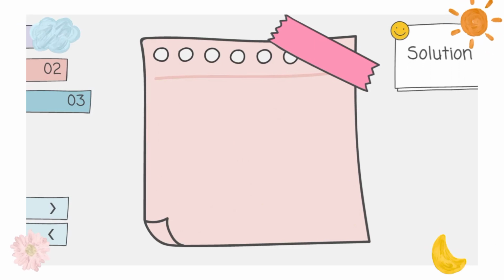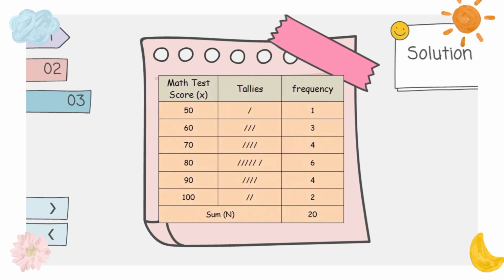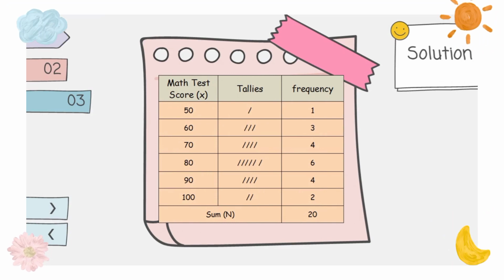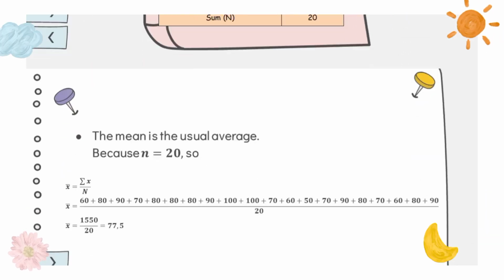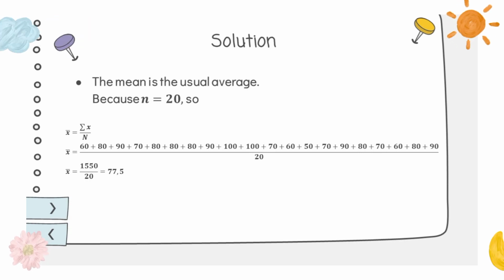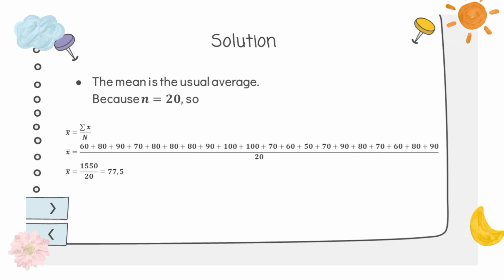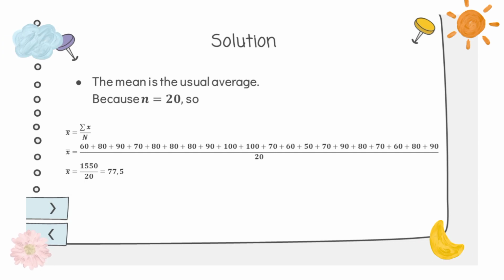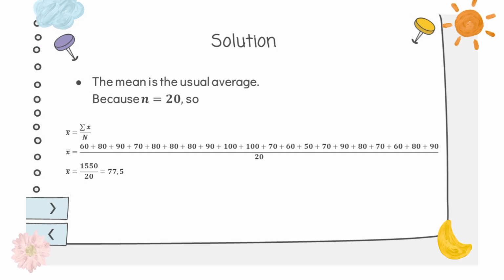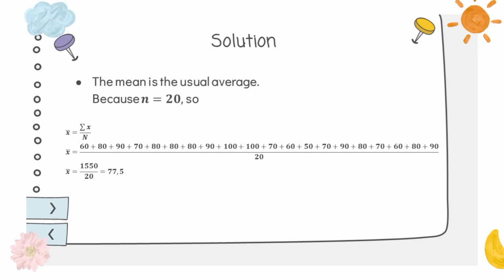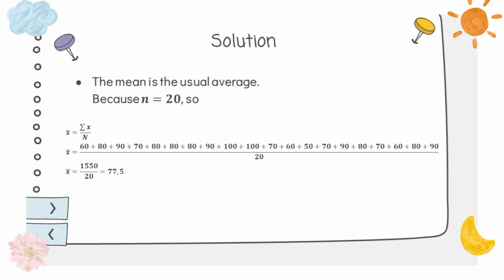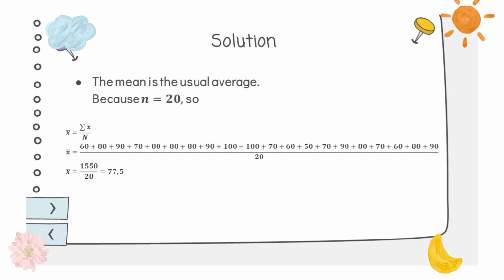Okay, let's discuss together. This is a table of math test score, totals, and frequency, and we have the sum is 20. So the solution of the mean is the usual average because n is 20. So mean is the sum of all data divided by n. So we just substitute n is 20, then we count so that we get the mean is 77.5.